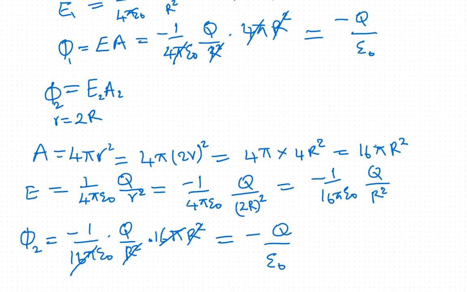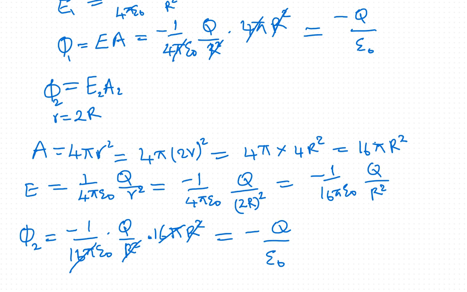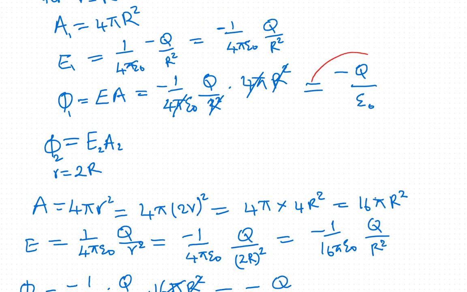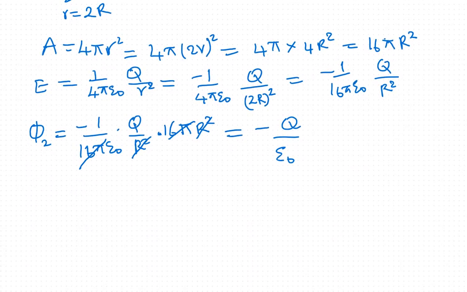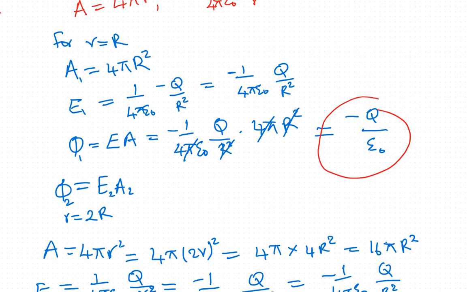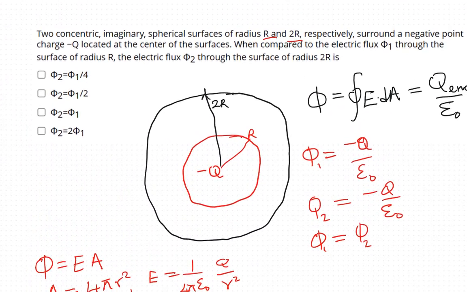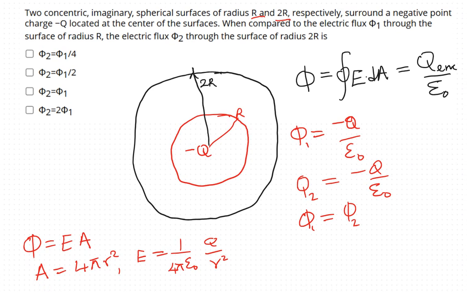So from this, we can see that flux 1 and flux 2 yield the same thing. We can still say that flux 1 is equal to flux 2. In a nutshell, you can answer this question without even solving anything. If you look at this diagram, you only have one charge in the center of the two spheres. Both of them enclose one charge.